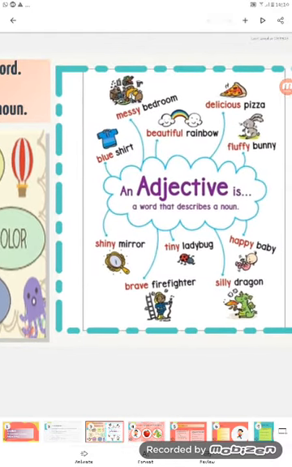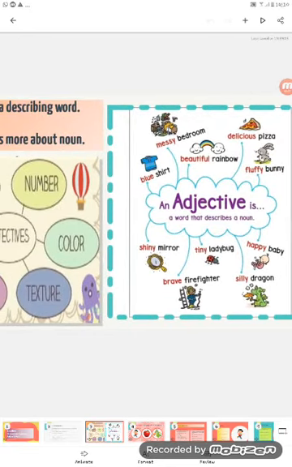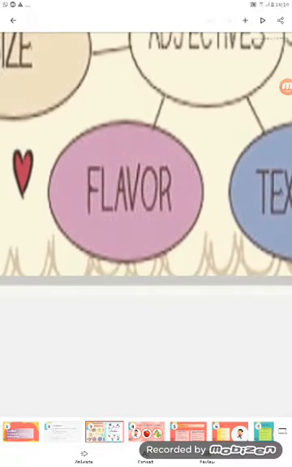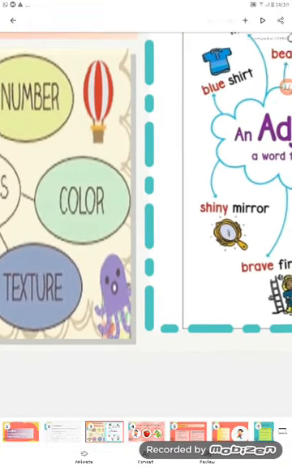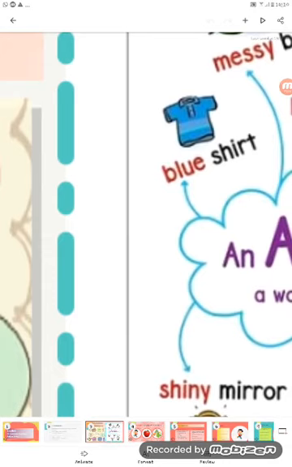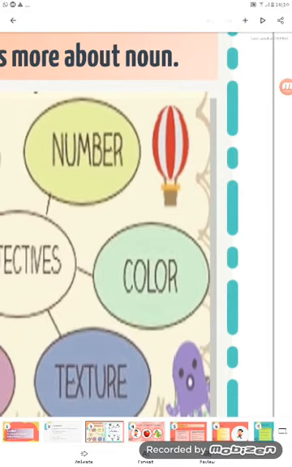Here you can see the various examples. The delicious pizza. Okay. So pizza is actually here a noun, and delicious is actually the flavor of pizza. Now let's take another example. A blue shirt. So shirt is actually a noun here, and blue is the name of a color. So here blue is an adjective. So adjective can be a color.